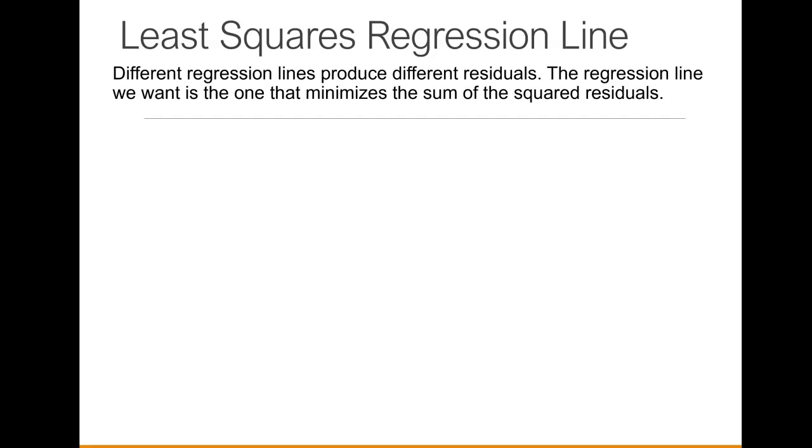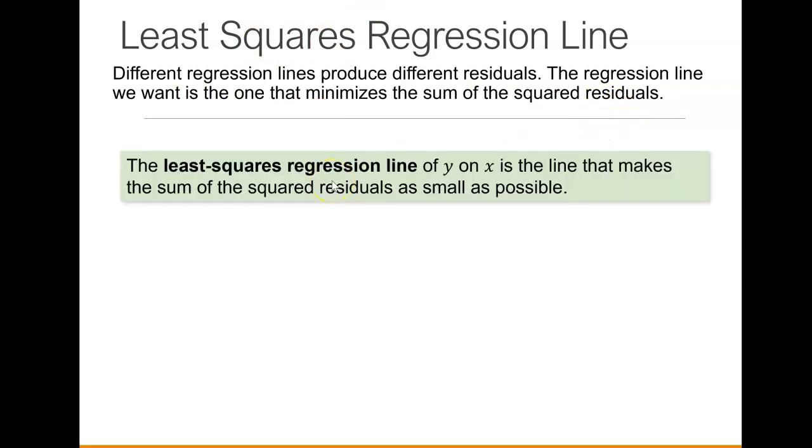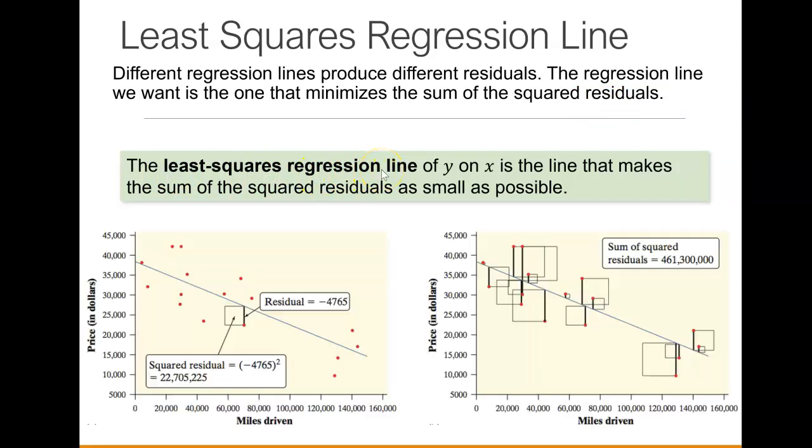So if you have a different regression line, you potentially get different residuals, right? We've yet to talk about how we actually construct one of these things. The one that we want is the one that minimizes the sum of the squared residuals. So this is what we call the least squares regression line that we mentioned earlier. So here's the same data set we've been looking at, right? So this is our best fit line.